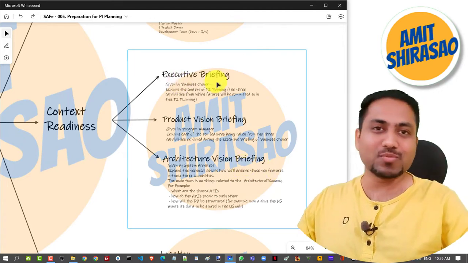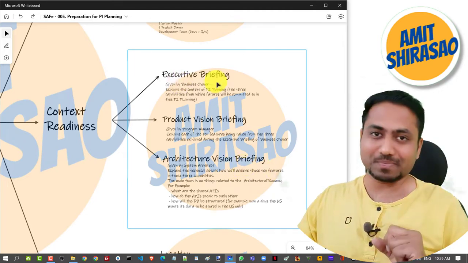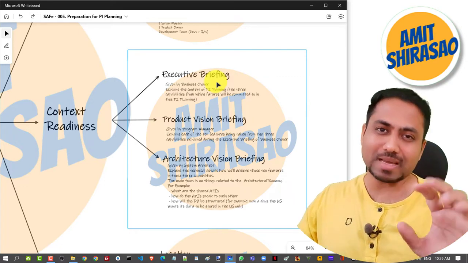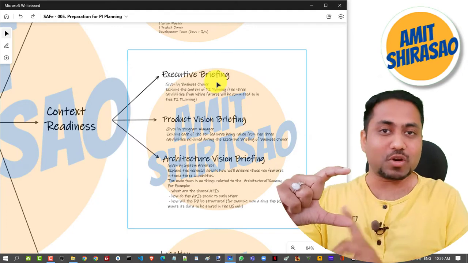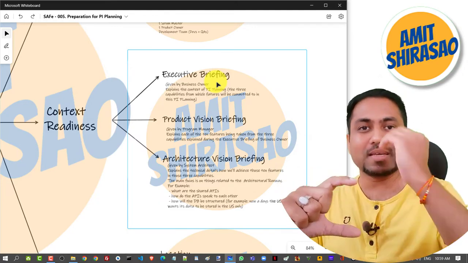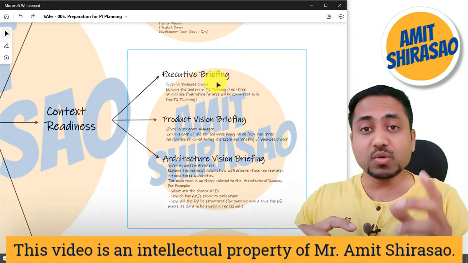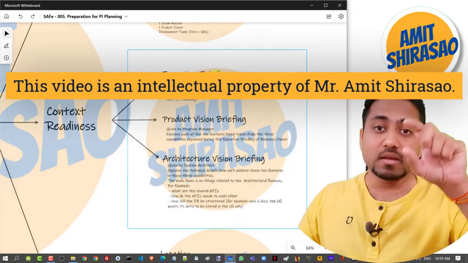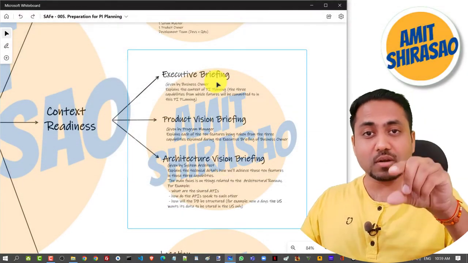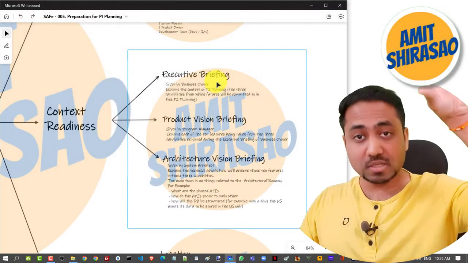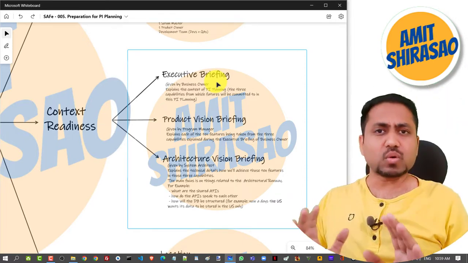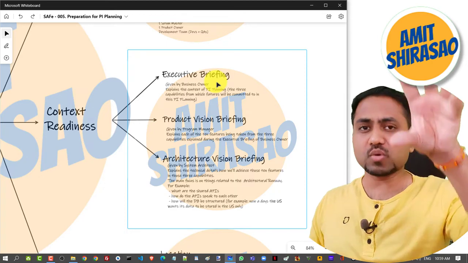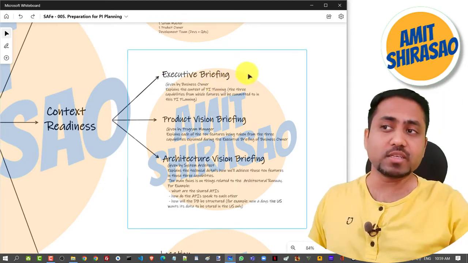So your executive briefing is given by your business owner. Who is your business owner? See, I told you earlier, at the agile team level, you have a product owner, right? So similarly, at the ART level, one level above, you have a program manager, who is the junior of the business owner. The business owner is even more senior than the program manager. So that business owner is going to conduct an executive briefing.